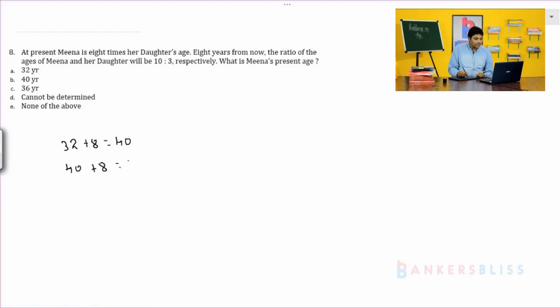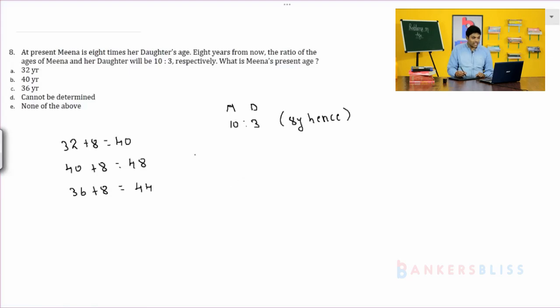After 8 years it is 48. 36 is the present age. After 8 years, that is 44. Okay, so 10:3 is the ratio 8 years from now, that is 8 years hence, that is future. So you have to calculate Meena's age. The ratio is Meena to daughter.